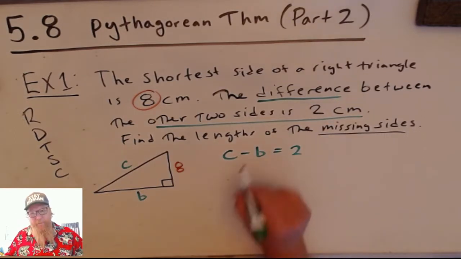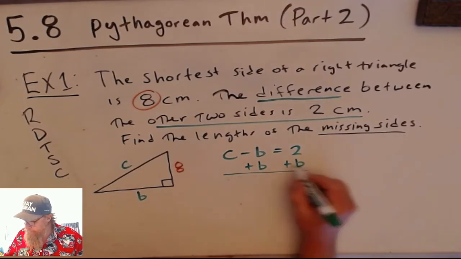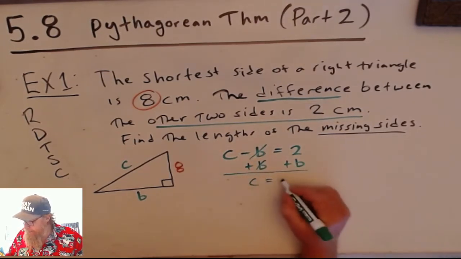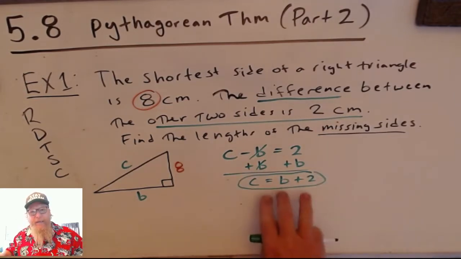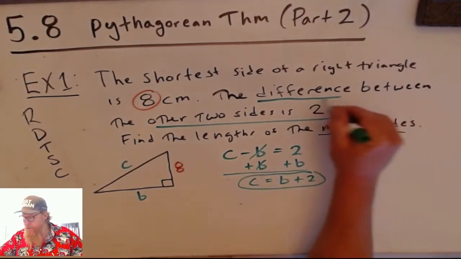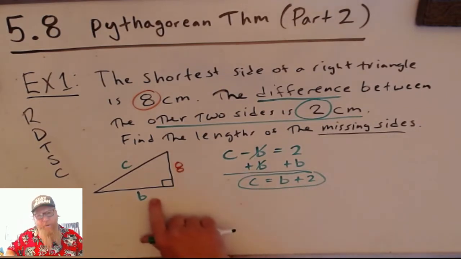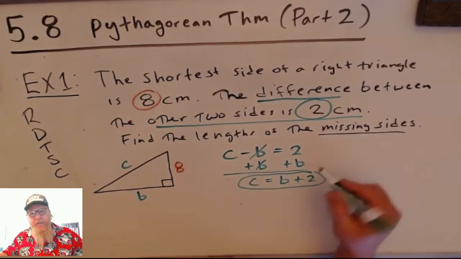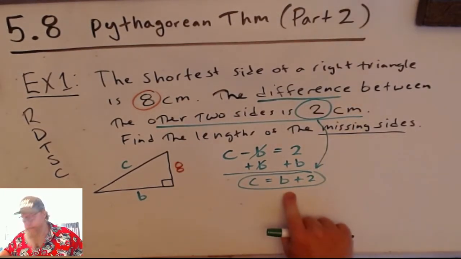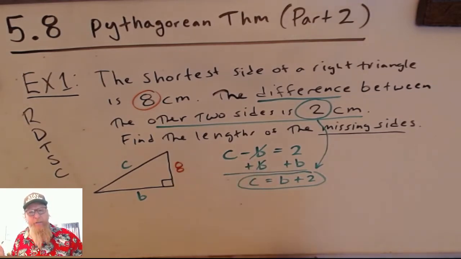You want to solve this one for C. You could actually just do this mentally. If the difference is 2, then that means the hypotenuse is 2 more than the base, because their difference is 2. So you could just jump right to this if that makes it a little easier for you. I like to show the logic behind that.